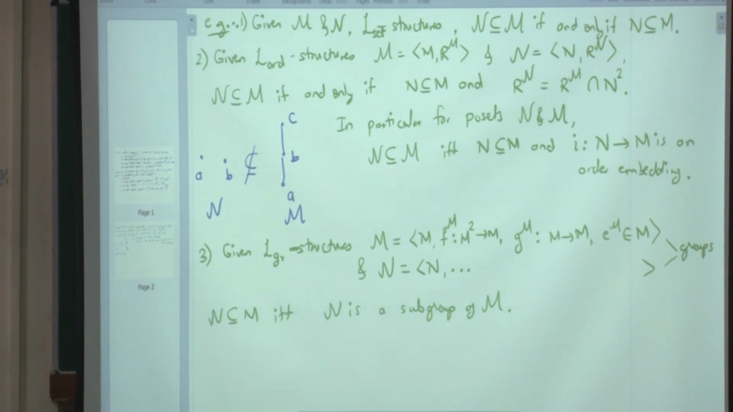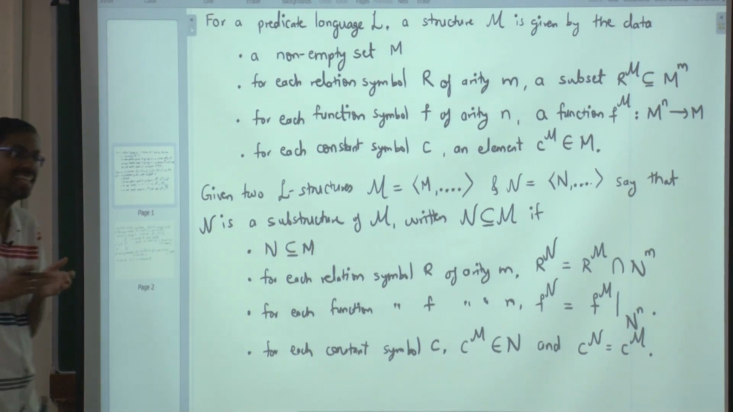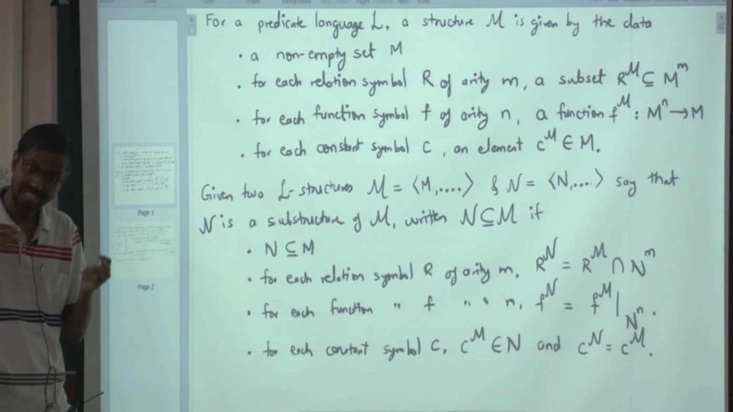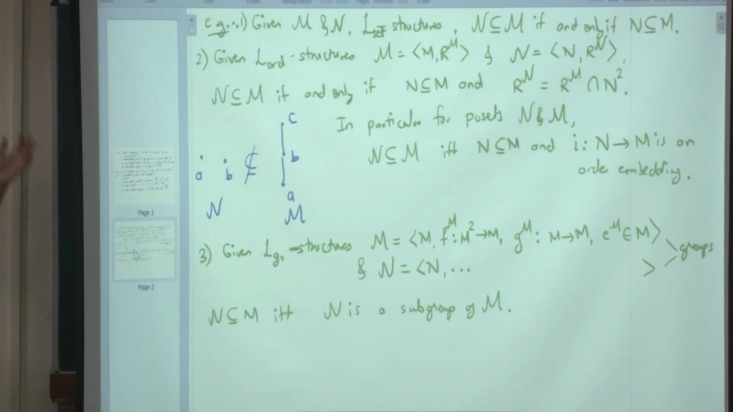So, what does this condition say? Yeah, this F_N is the restriction of F_M. It says that this subset N is closed under the action of F_M. You have heard the word closed? When you talk about a subspace of a vector space, then you say it is closed under the induced scalar multiplication and induced addition. So, everything is about induced. I am trying to give you a feel how logic brings everything together under one umbrella, right. So, N is a subgroup.